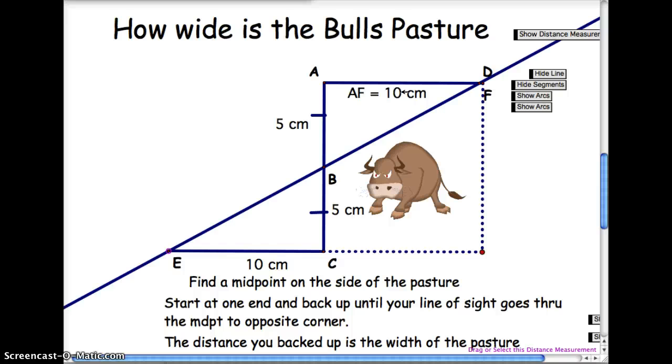Let's prove it. We're going to prove that that's 10 feet, because if that's the case, what do we know about the width of the pen? It's 10 centimeters, feet, meters. That's a bad example for whatever. Okay, so we have two triangles. What do we know about the two triangles?